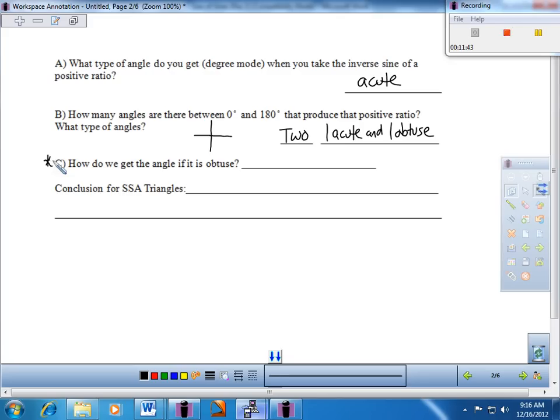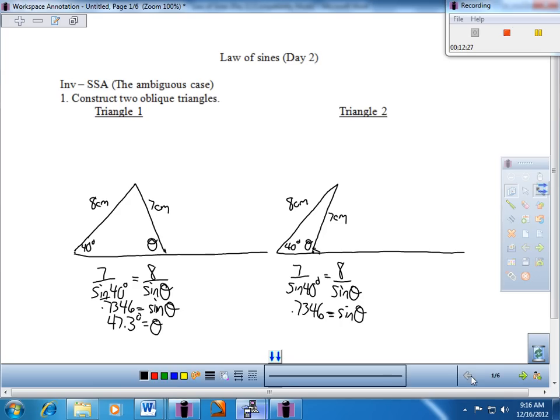So it says, how do we get the angle if it's obtuse? And do you remember kind of using that idea, not in the too distant past, where if I get what we would call the reference angle, how would I get the angle in quadrant 2? And if you remember correctly, when we are in radians, it was pi minus the reference angle. In degrees, everybody, that would be 180 minus the reference angle. And that would give us our angle in quadrant 2 if it's obtuse.